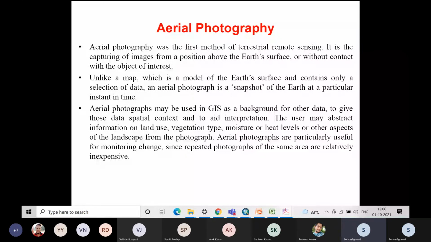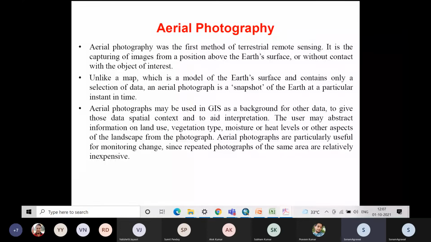Okay. So when we talk about the snapshot, it means that it can capture whatever is present at a particular moment. Suppose you want to assess how much damage has been done to the agriculture field due to the flood. So what will you do for that? You need to have the snapshot of that particular time. Only then can you identify how much damage has been done.